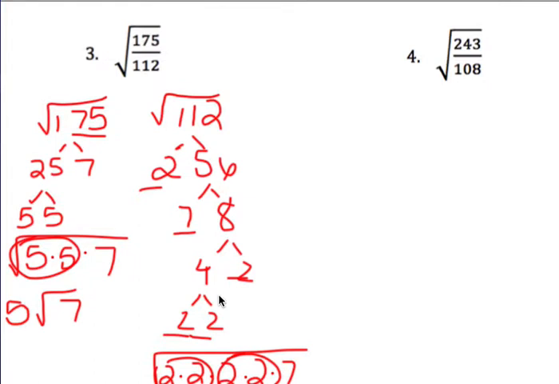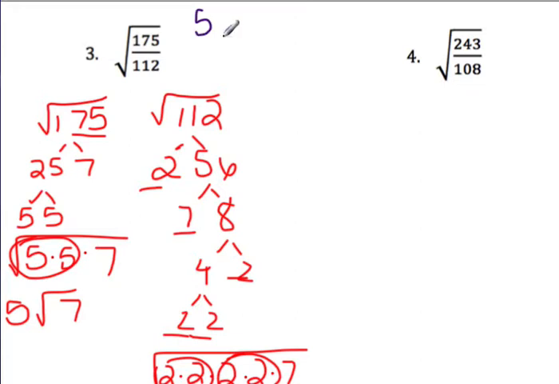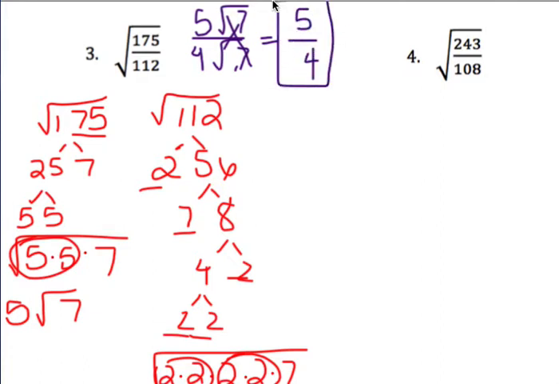So what I want to do next is rewrite this as its fraction. So for the top, I ended up getting 5 square root of 7, and on the bottom, I ended up getting 4 square root of 7. So what you'll notice is that the square roots of 7's end up canceling out. So then you get 5 over 4. So that's your final answer for number 3.